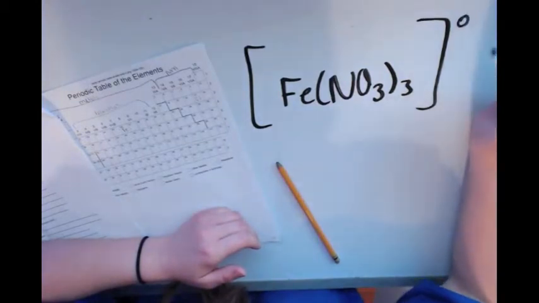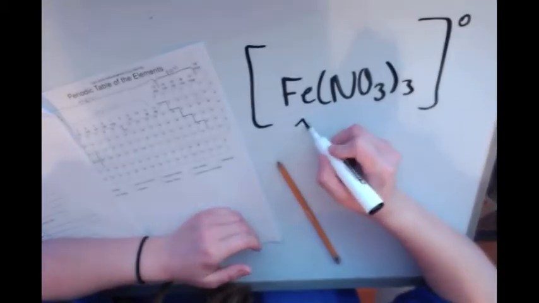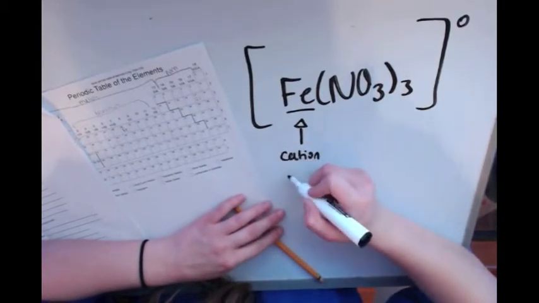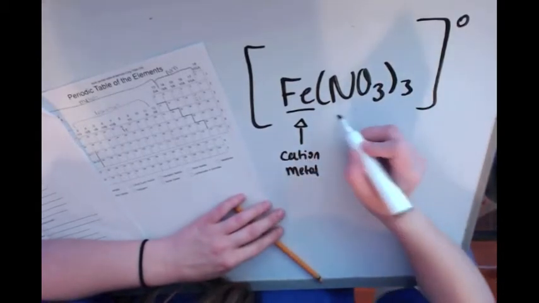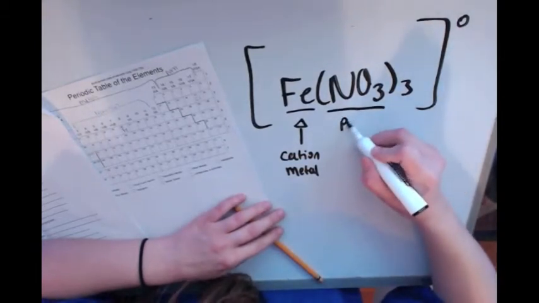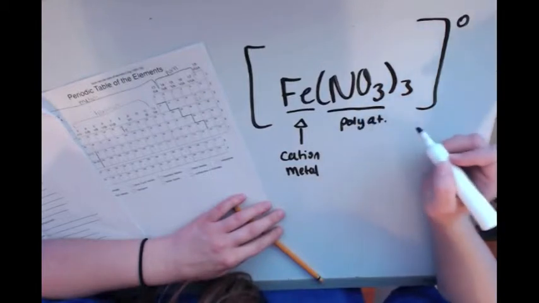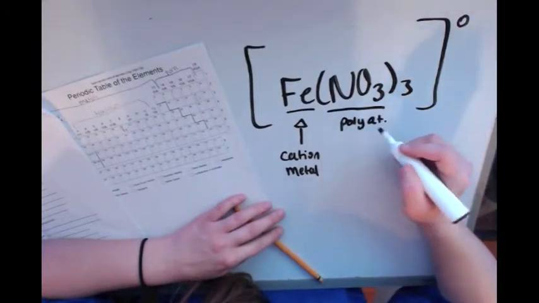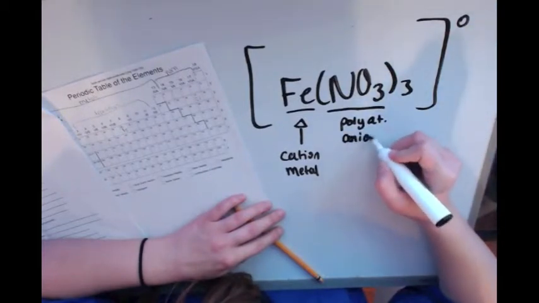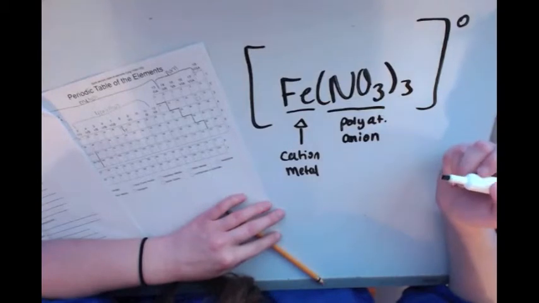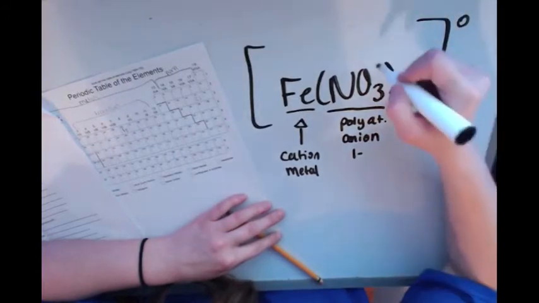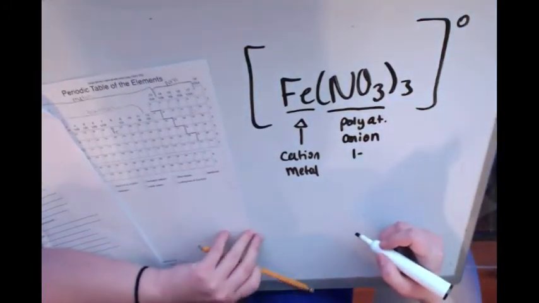So this whole thing has a neutral charge of 0, right? This is the cation part. It's the part that's a metal, right? This part, in parentheses, is a polyatomic ion. It's on the right side of this formula, and if you memorize your polyatomics, you know that this functions as a polyatomic anion. So what is its charge? Its charge is 1 minus, right? So 1 NO3 is 1 minus.